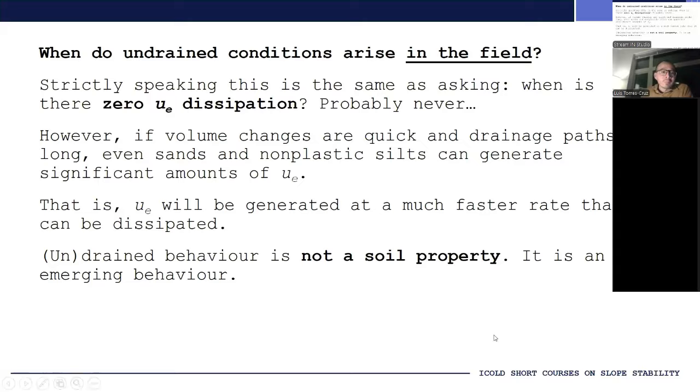Please notice then that whether a soil is exhibiting drained or undrained behavior is precisely that. It is a behavior. It is not a soil property. It is something that is emerging from the velocity, from the speed at which these volume changes of the voids are occurring. So there is no such thing as a drained soil or an undrained soil. It's just that a soil can behave in a drained way, or it could also behave in an undrained way.